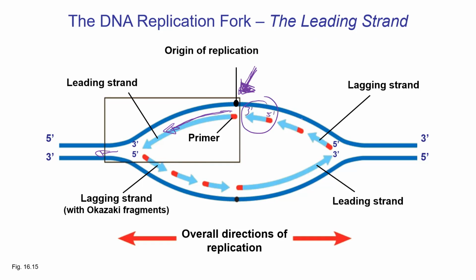And then it opens up a little bit more, and so we have to make another little fragment, 5' to 3'. And then it opens up a little bit more, and so on and so on. So the lagging strand is done in fragments. These are actually called Okazaki fragments, named after a Japanese scientist. I'll get into that in a bit, but let's just focus on that leading strand. I want to show you what is going on there, because DNA polymerase can't do it on its own. It does need a little bit of help.